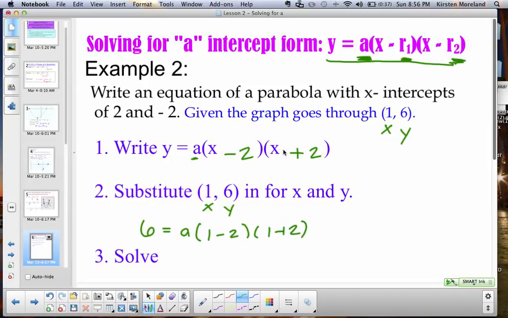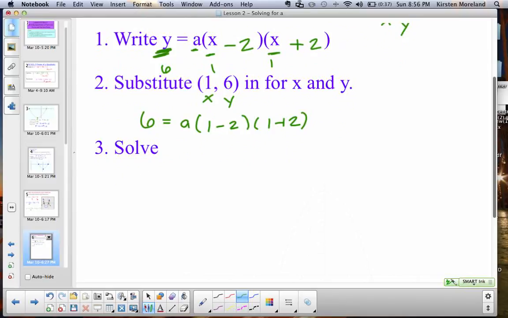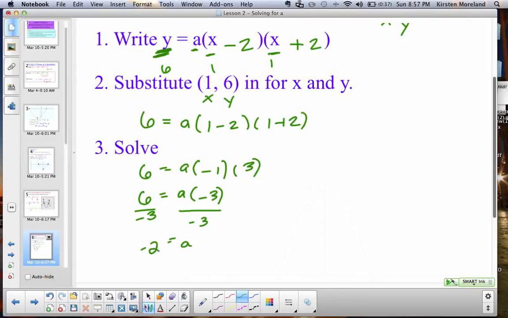So if I look back at this equation up here, I replace the y with 6, and I replace both of the x's with 1. So now I can solve. I write 6 equals a times (1 minus 2), which is negative 1, and (1 plus 2), which is 3. So I get 6 equals a times negative 3. Well, to solve for a, I need to divide by negative 3 because it's being multiplied. So I get a equals negative 2.